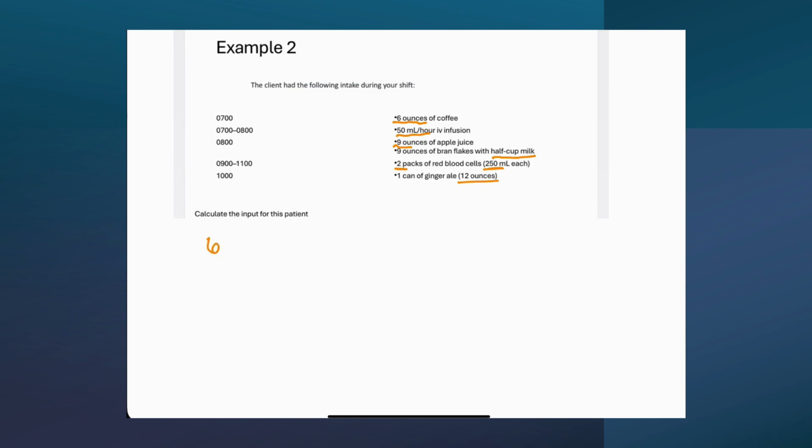So 6 ounces times the 30 mLs is going to give us 180 mLs. Then this only ran for 1 hour, so your infusion only ran for 1 hour. So we're only going to do 50 times 1, which is 50.